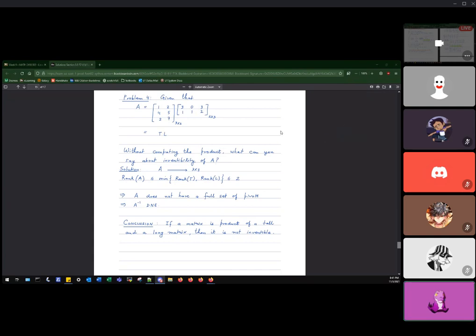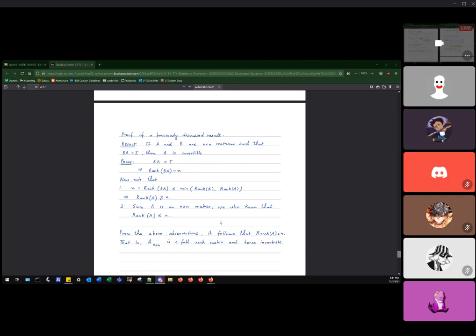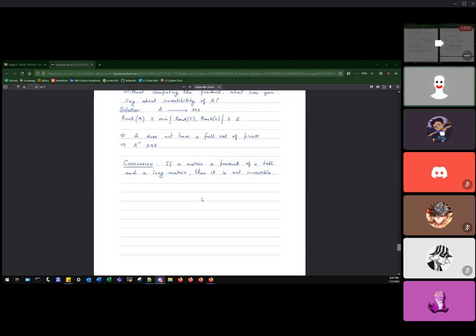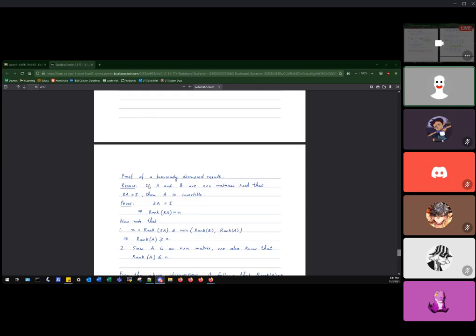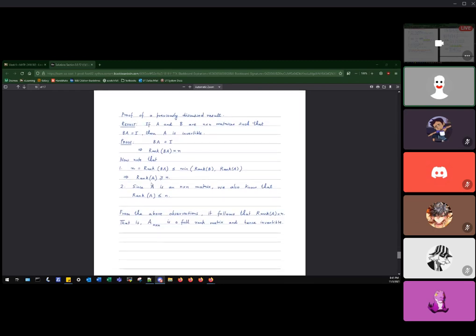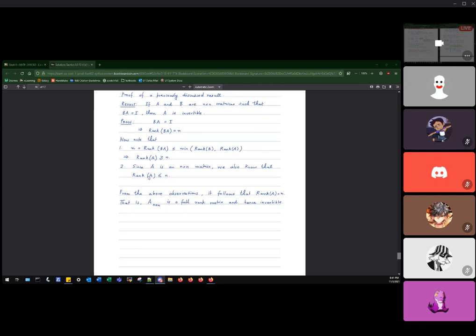I can't remember the proof, but I'll take your word for it. Yeah, the proof's over here. It's because, let's see, it has to do with linear dependence and ranks. Okay.